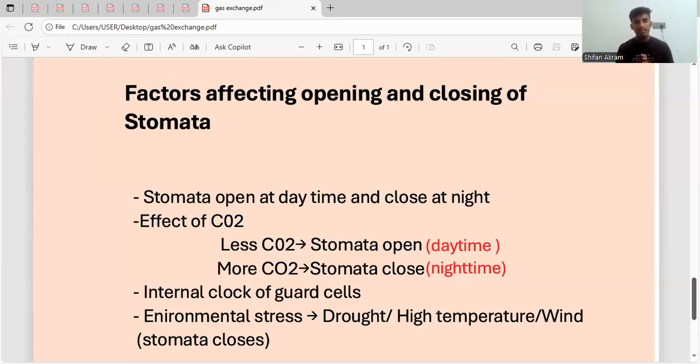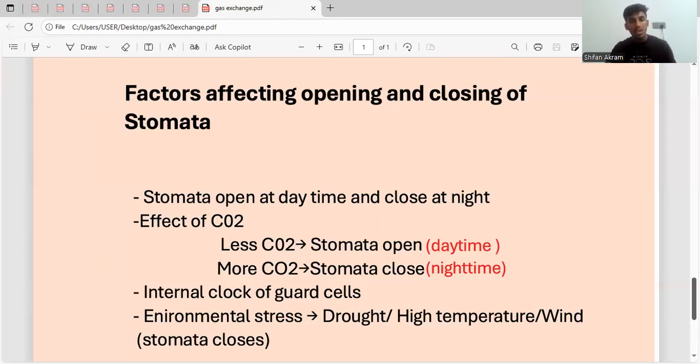We know at night time the stomata is closed, right? At night time photosynthesis doesn't take place. Because of this, CO2 is not used up. But at the same time, CO2 is generated during respiration because plants use up oxygen and release carbon dioxide. So CO2 starts building up around the stomatal cavity. This causes the stomata to close during night time. So that's the second factor.